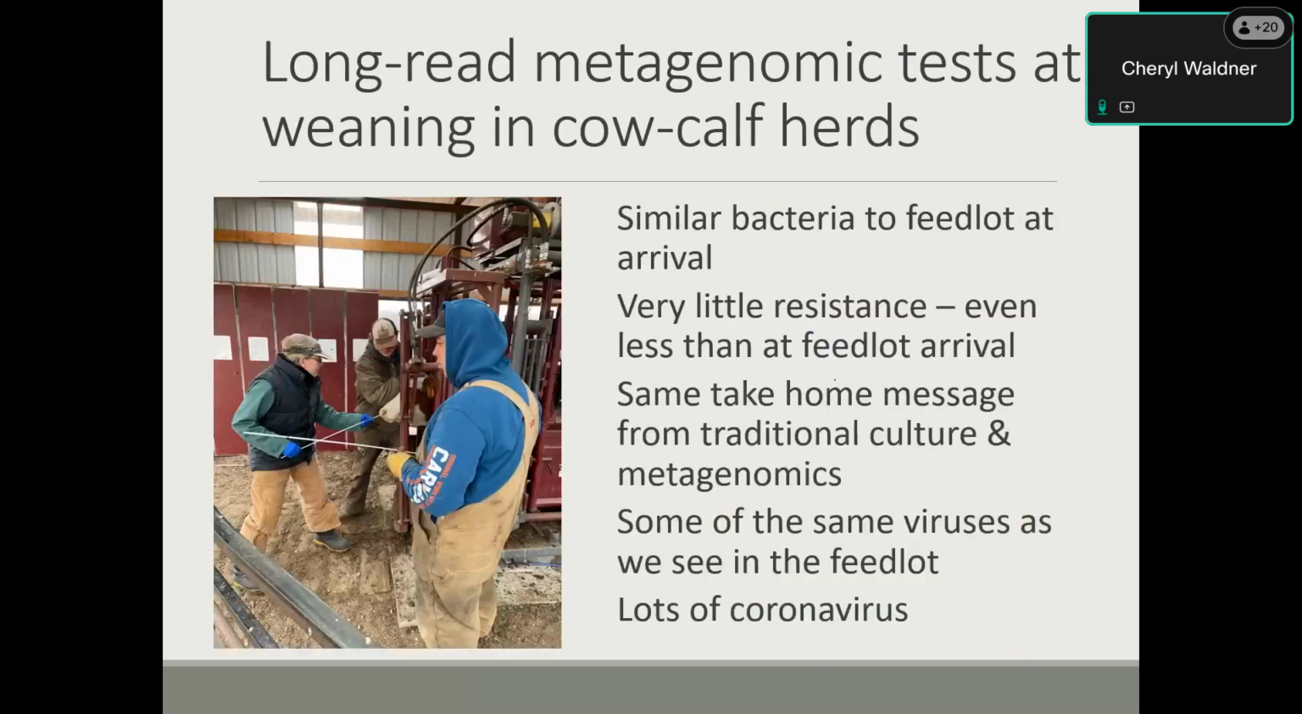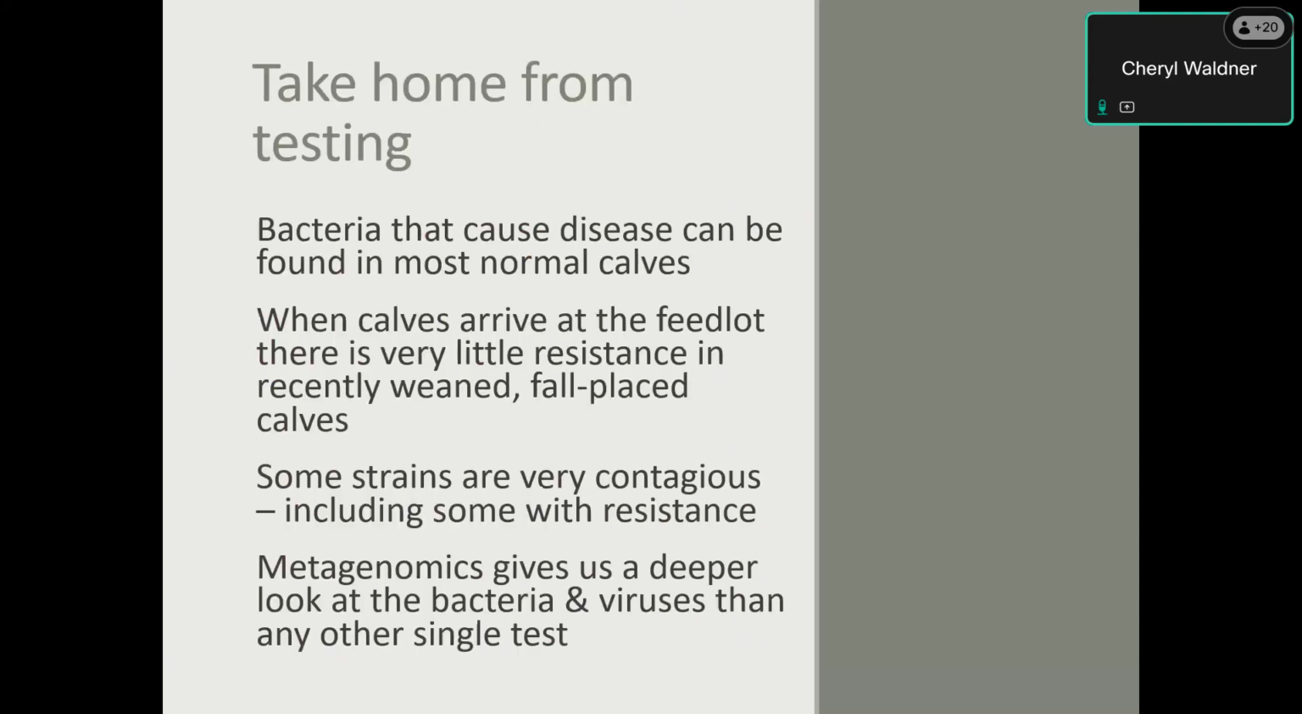We can see the same bacteria on cow-calf herds, and I'm not going to spend any more time on that. Basically, our take-home message is that we see a lot of bacteria that can cause disease in perfectly normal calves when they get to the feedlot. I suspect we'd see the same thing if we could do nose swabs on kids. And viruses. There's very little resistance in these animals when they leave the cow-calf operation, like very hard to find little resistance.